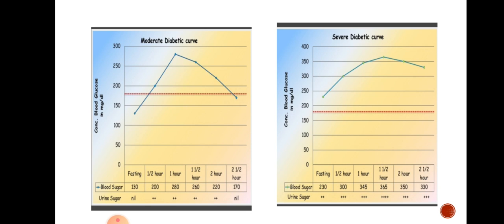There is a rise in the blood sugar level of more than 200 in the moderate diabetic curve, and it again reaches back to normal within 1 to 2.5 hours, and there is +2 urine sugar, whereas in case of severe diabetic there is +3 sugar in urine, and it reaches a high level, that is, it does not come back to normal even after 2.5 hours.